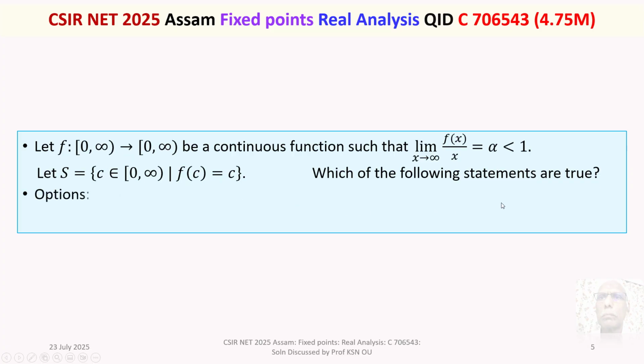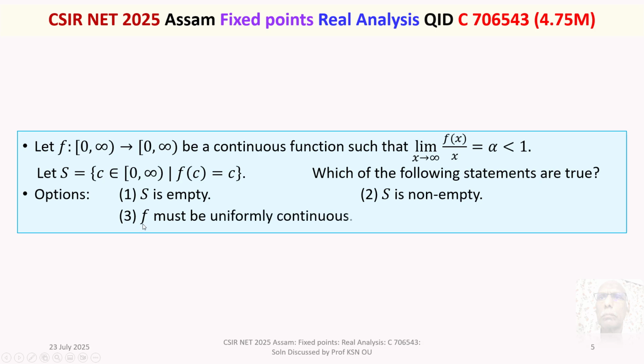Which of the following statements are true? We are given four options. Option 1, S is empty. Option 2, S is non-empty. Option 3, f must be uniformly continuous. Option 4, f need not be uniformly continuous.